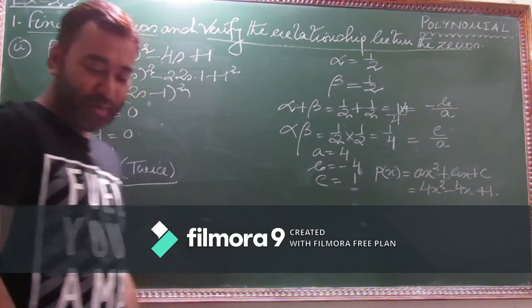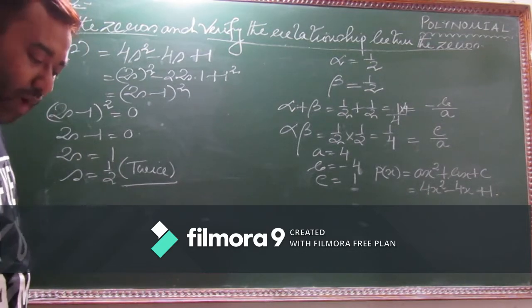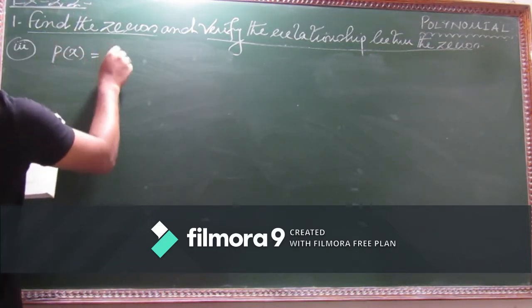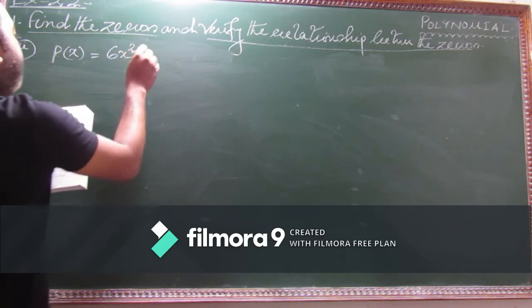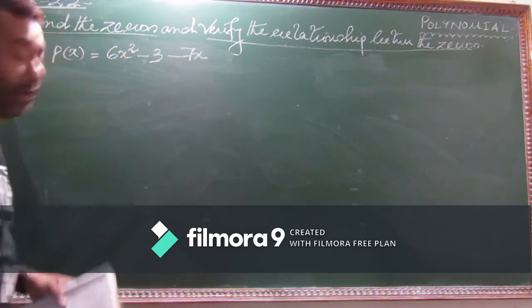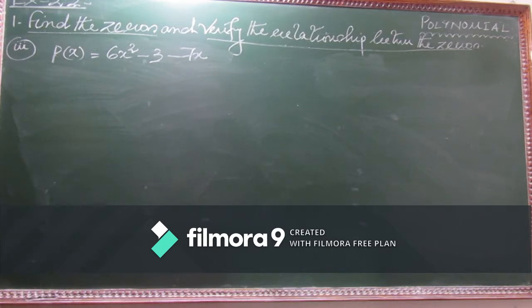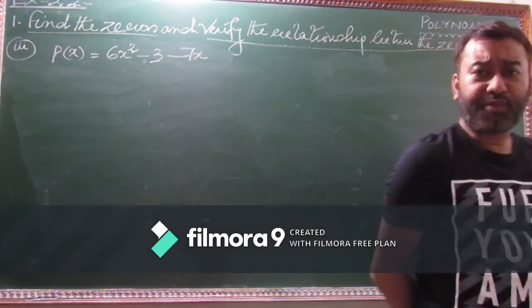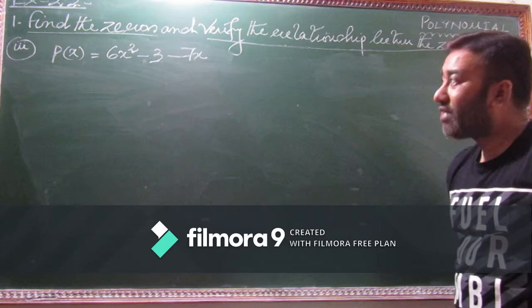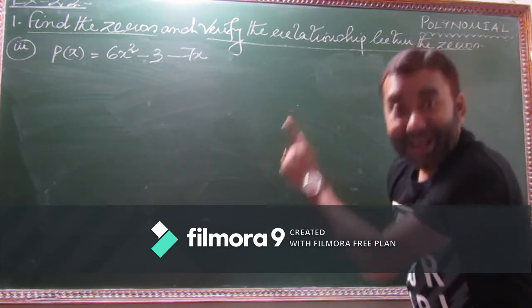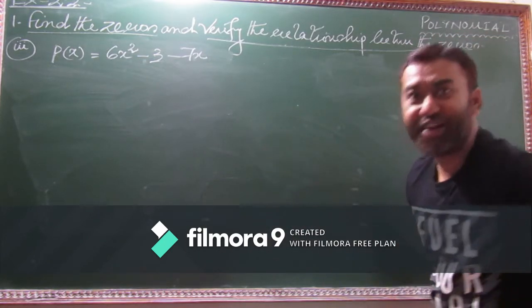Yes. Now I am going to start the third question. What they said in the third question: px is equal to 6x square minus 3 minus 7x. Now this question is the same as the first question, but here one thing is given: the degree of x is not arranged. So first of all I have to arrange the degree of the x.